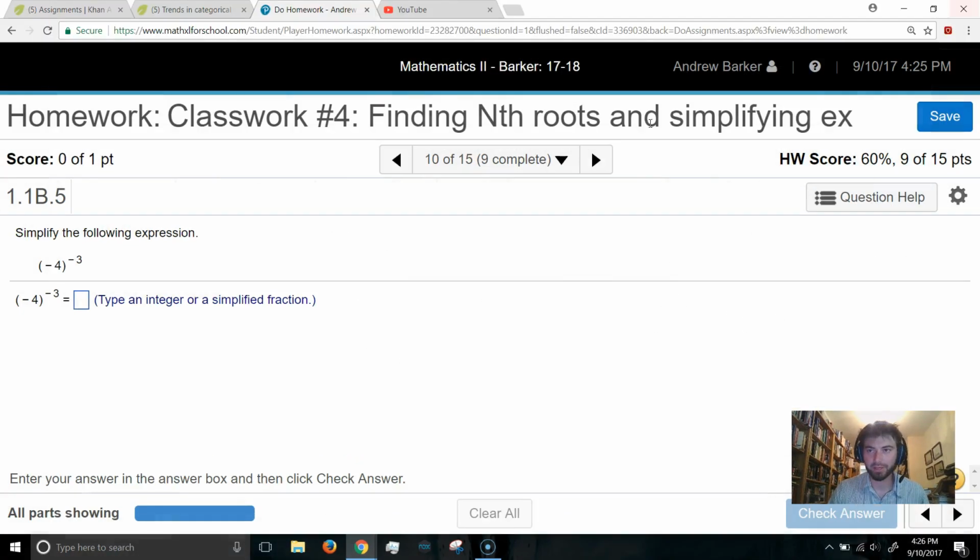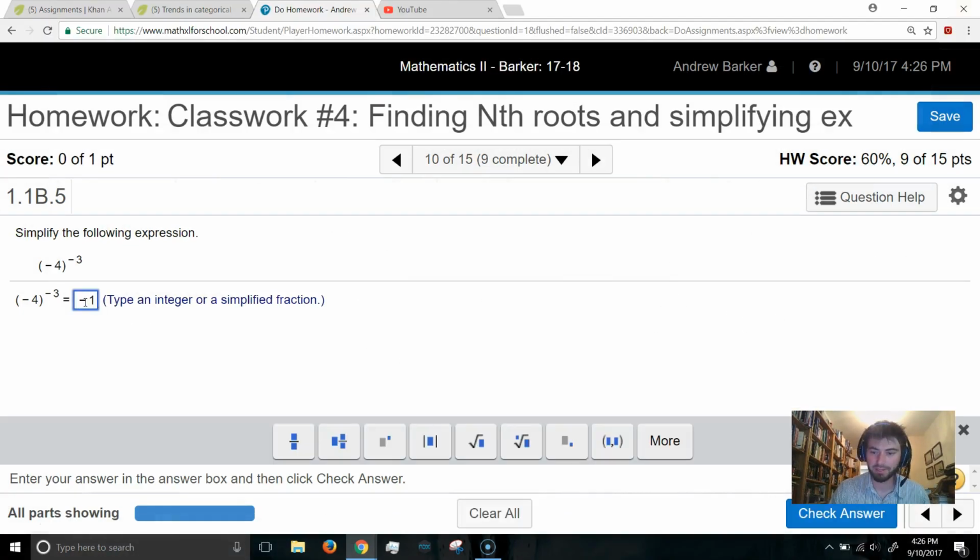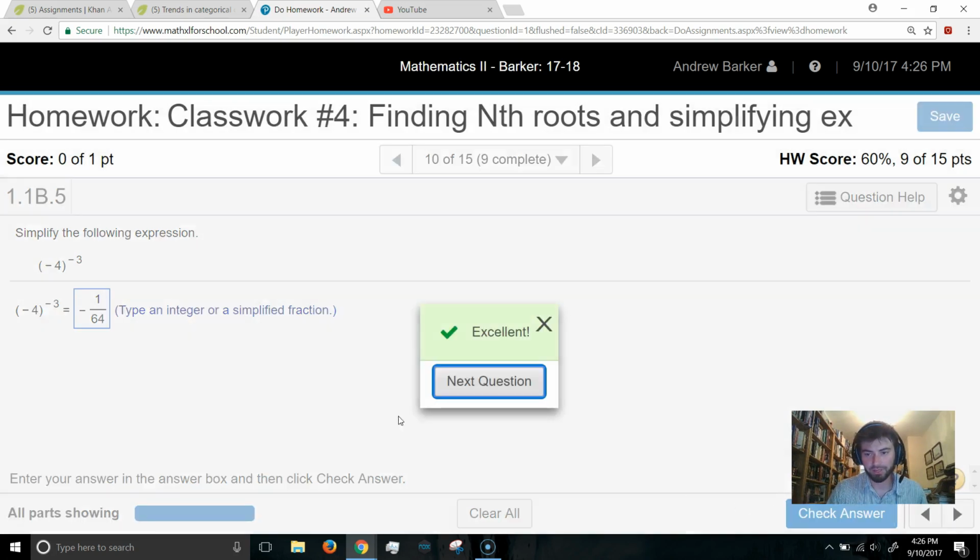Oh my gosh, not in the answer key. Here we go. Negative 1 over 64. Now that negative technically can be anywhere. It can be in the 1, it can be associated with the 64. This should work though, so I'll check my answer. Yeah.